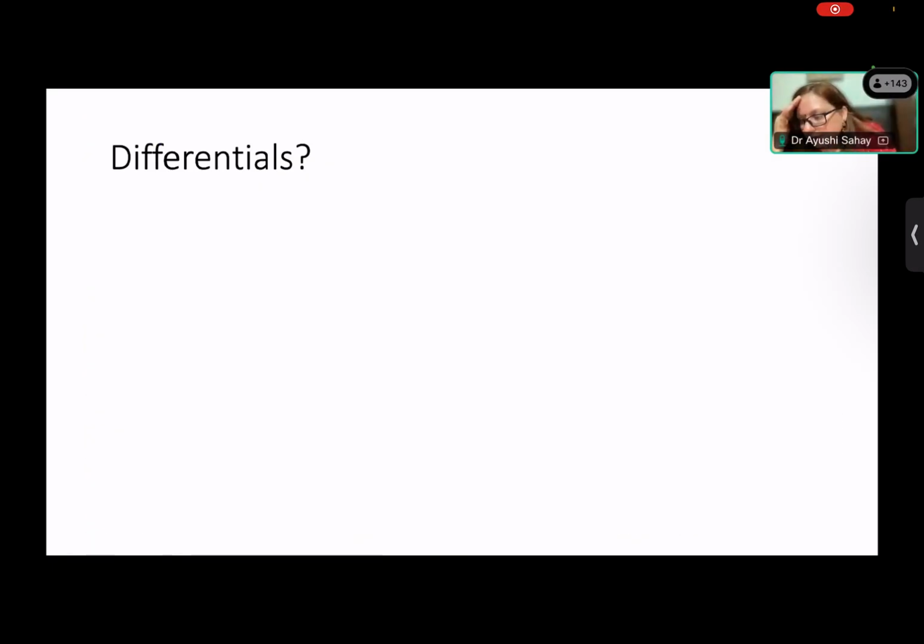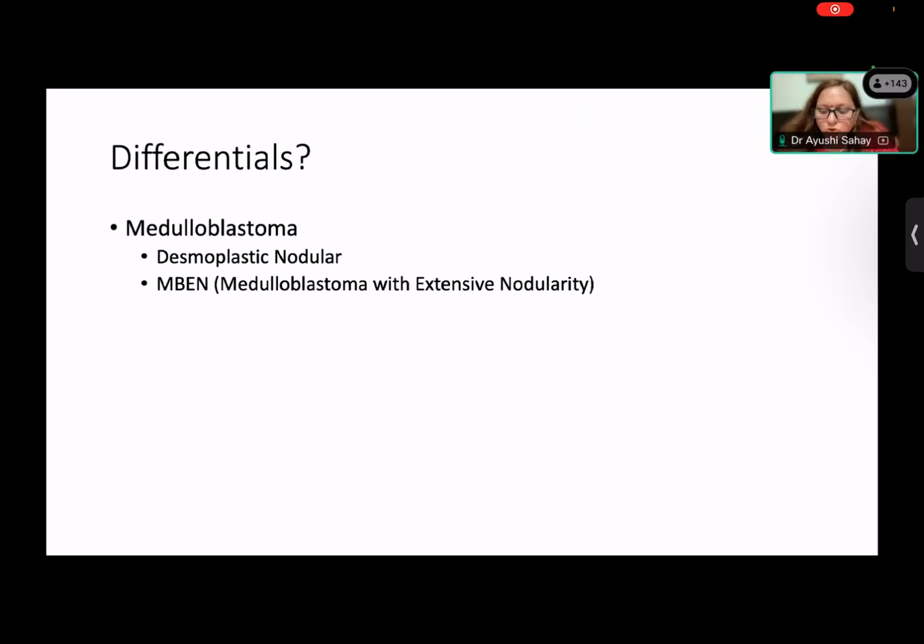So differential, Shivangi, very straightforward case. Based on the clinical findings, radiology and histology, it is mainly suggestive of medulloblastoma, and that is desmoplastic nodular, most likely. So desmoplastic nodular, yes, but we should also rule out a medulloblastoma with extensive nodularity.